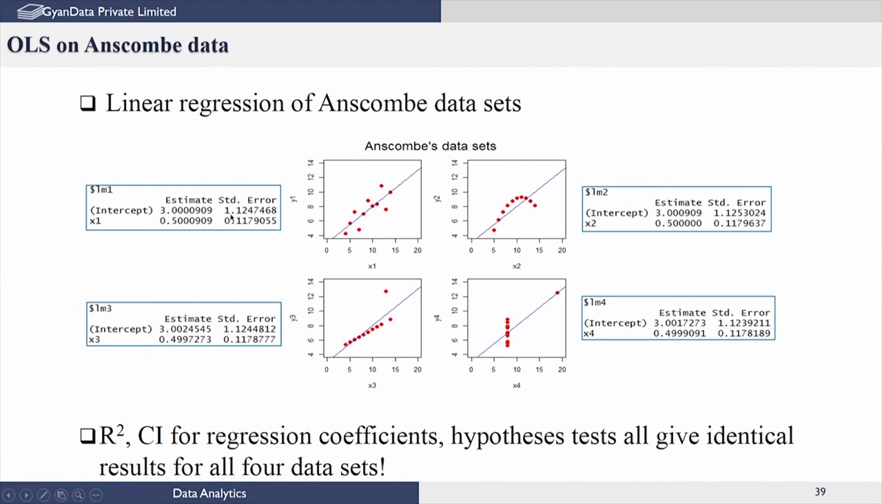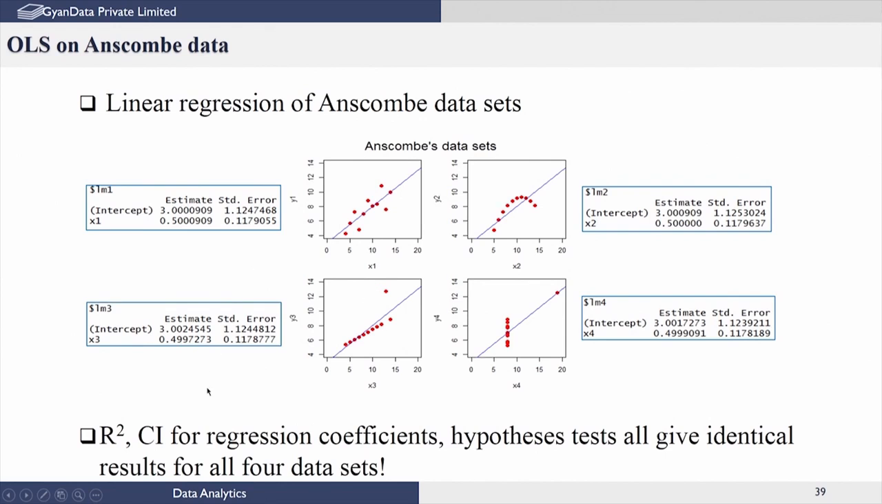Furthermore, you get the same standard error of fit which is 1.12 for intercept and 0.1 for the slope, and if you compute a confidence interval for the slope parameter, you may end up accepting that this slope is acceptable for all 4 cases, and you may incorrectly conclude that the linear model is adequate.